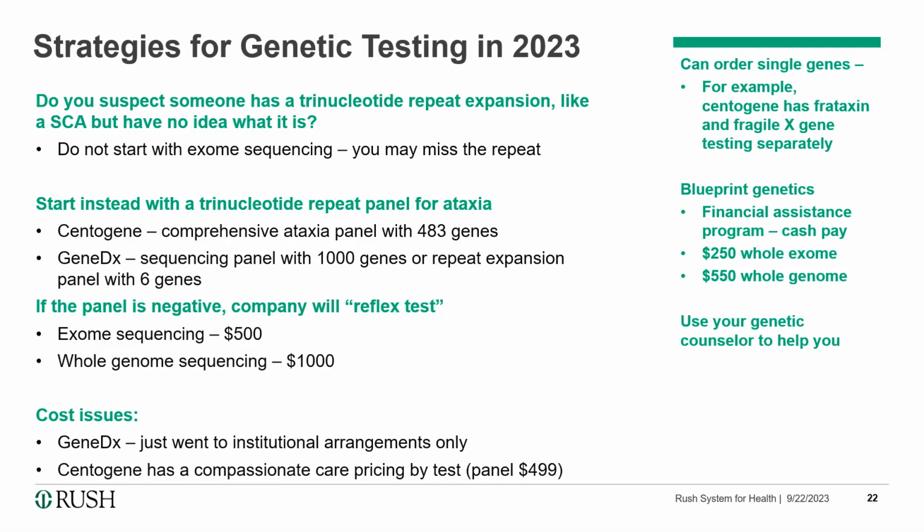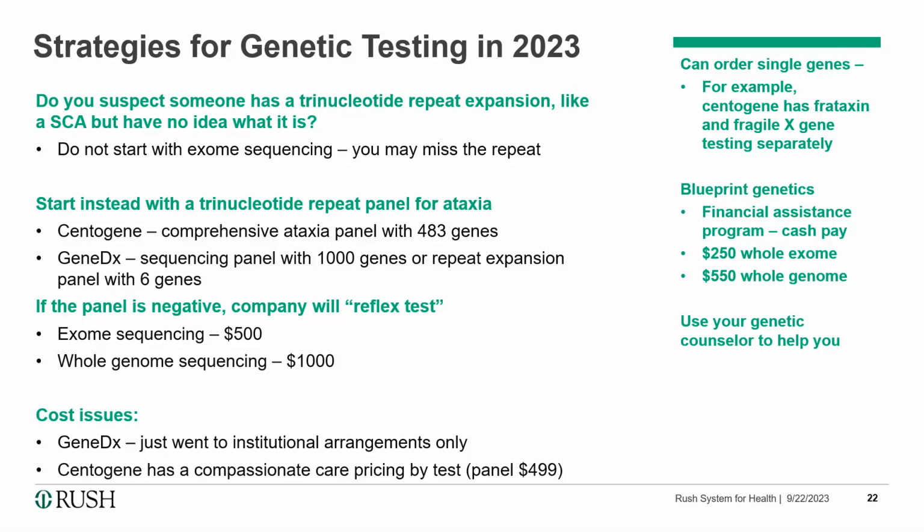Centogene has a nice comprehensive ataxia panel with 483 genes on it, and they have compassionate care pricing where you can get this panel for about $500. This is a much improved number for patients to pay. When I first started my career, the comprehensive ataxia panel had about 30 genes on it and cost about $30,000. So it's come down quite a bit in price. There are a lot more genes on it, but it's still expensive if your patient doesn't have the capacity to pay.